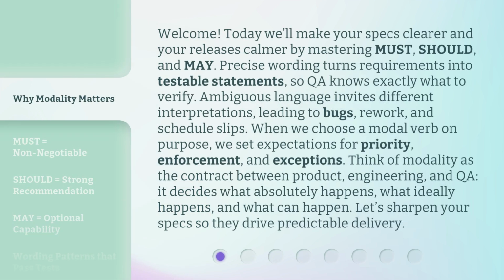Welcome. Today we'll make your specs clearer and your releases calmer by mastering must, should, and may. Precise wording turns requirements into testable statements, so QA knows exactly what to verify. Ambiguous language invites different interpretations, leading to bugs, rework, and schedule slips. When we choose a modal verb on purpose, we set expectations for priority, enforcement, and exceptions.